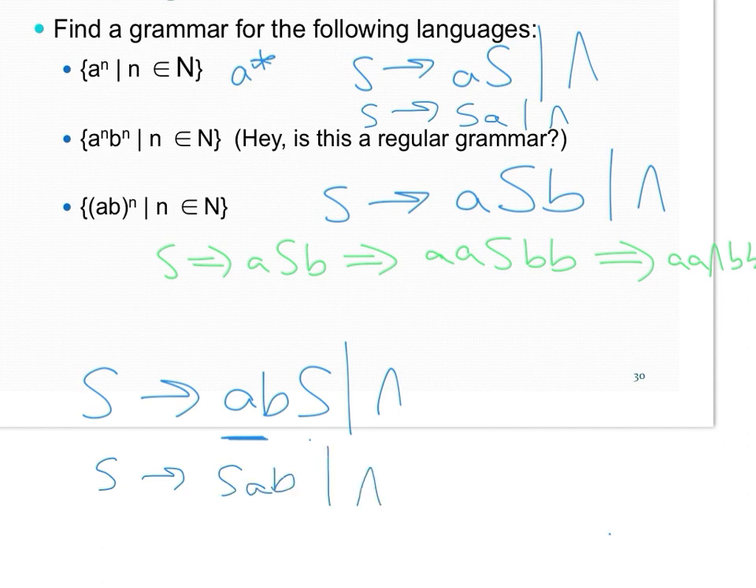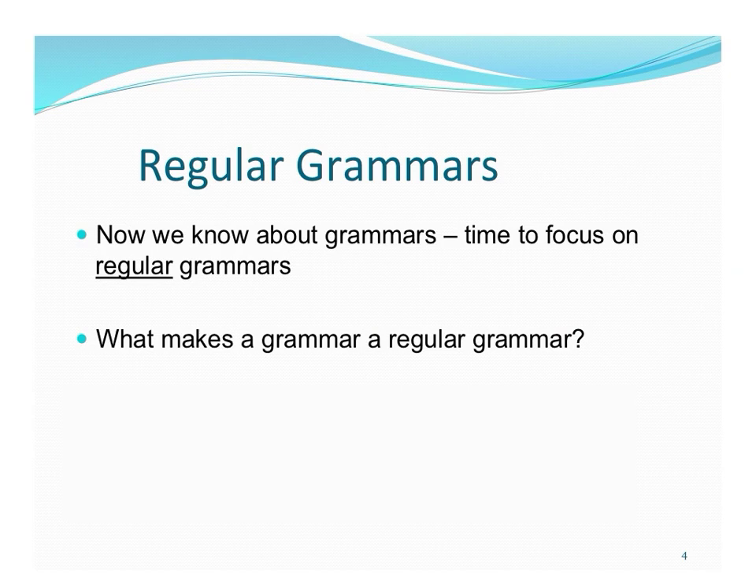But this middle one, where we really need to build it up from the middle, I keep thinking of it as bubbling out of the middle. It's really important that we get that S in the middle. We're expanding from the middle. But the good news is we're not going to have to do that kind of weird bubbling out just yet, because the language a to the n, b to the n is not regular, and those bubbling out languages are not regular. For now, we're going to talk about regular grammars and what makes a grammar a regular grammar.